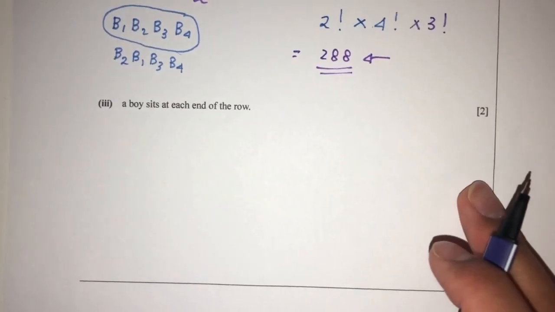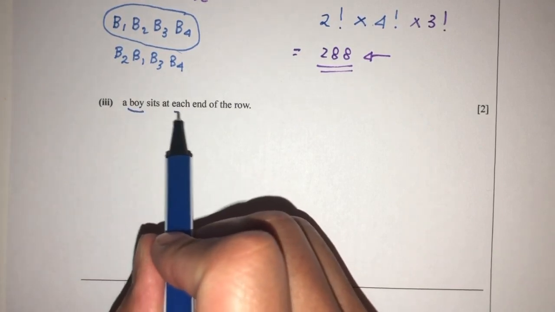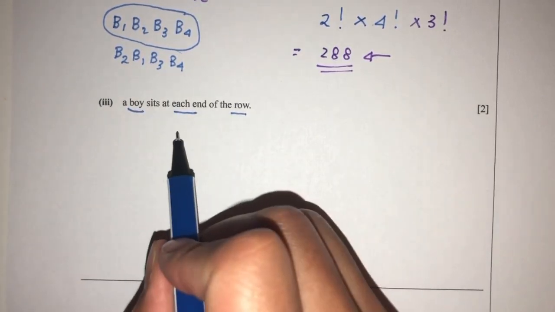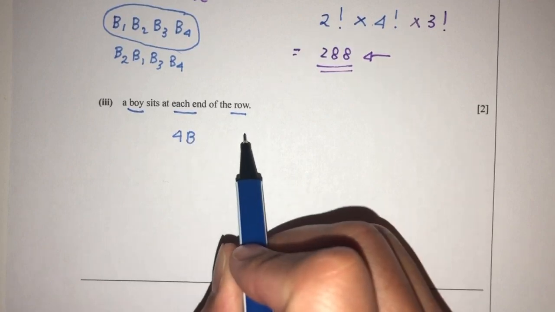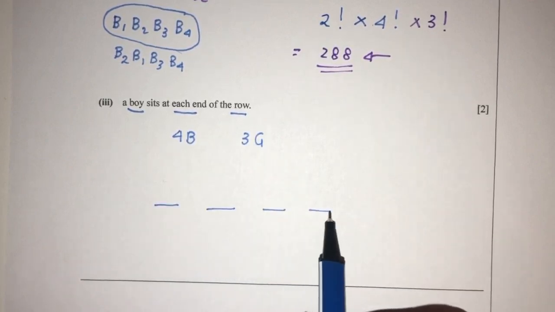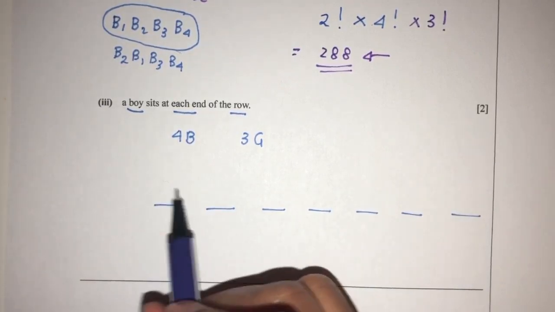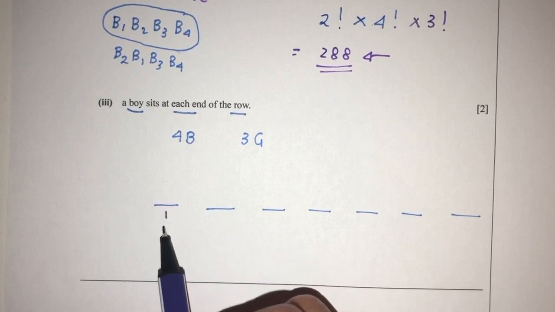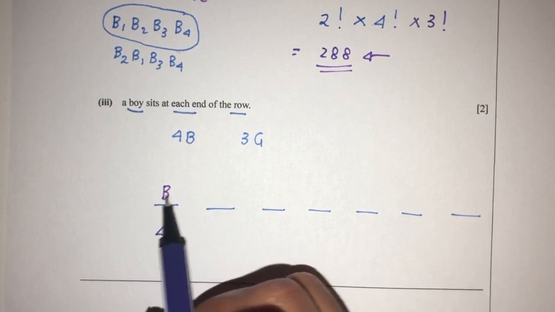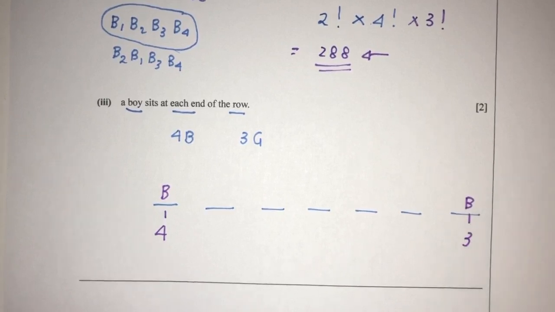Now let's move on to part 3 of the question. A boy sits at each end of the row. Now we have 4 boys and 3 girls. We have 1, 2, 3, 4, 5, 6, 7 places. Now for us to put a boy here, we will have 4 options, right? We have 4 boys. And then for us to put another boy here, we will have the remaining 3 options, right?